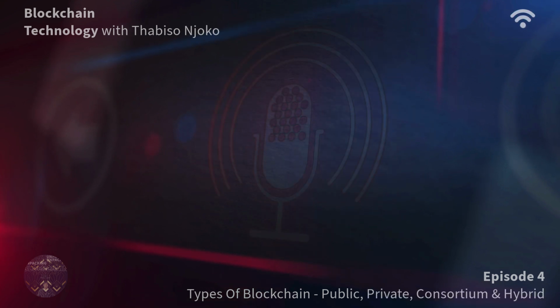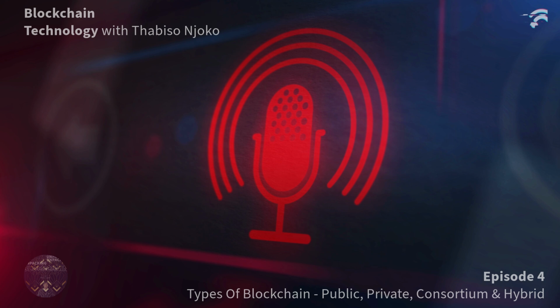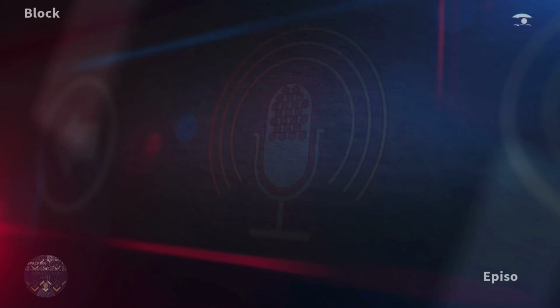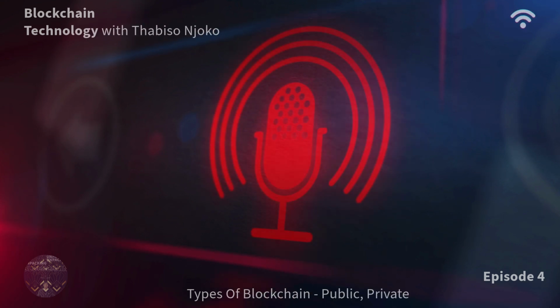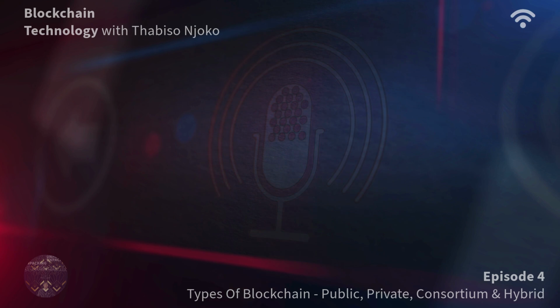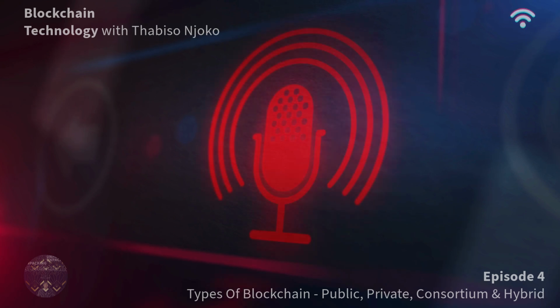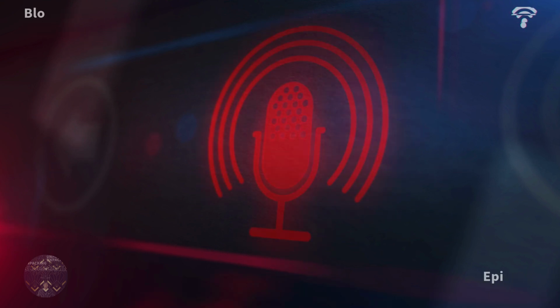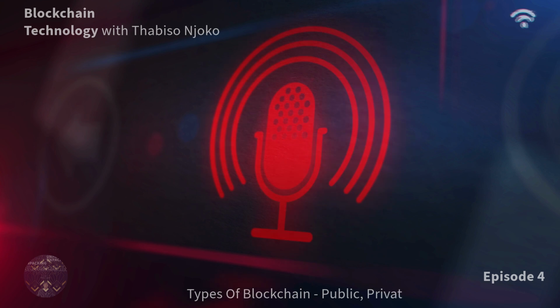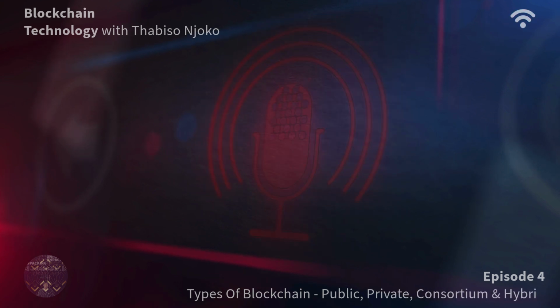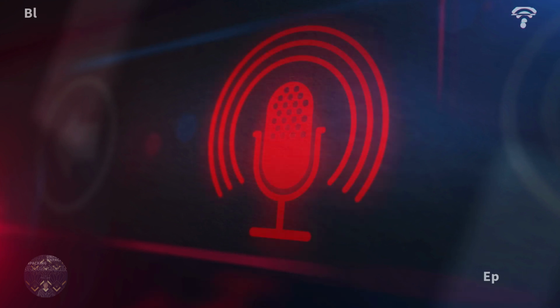When I started studying blockchain, I thought there was only one kind, one big global network like Bitcoin. But soon I discovered blockchain isn't just one size fits all. Different types serve different needs, from global finance to private supply chains to secure government data. And understanding these differences helps you see where you and your business can fit into the space.